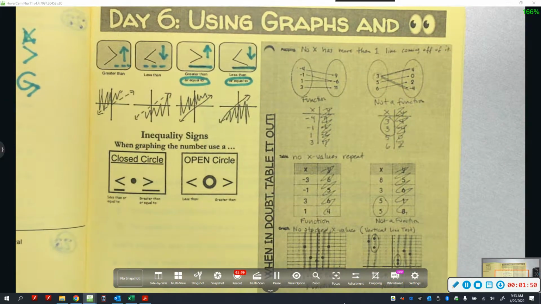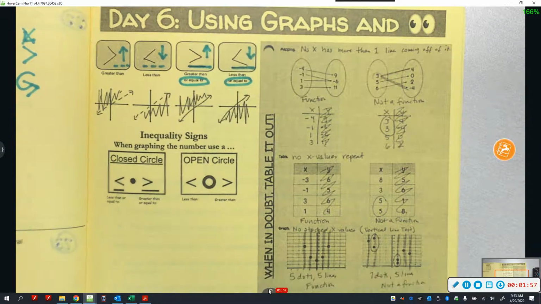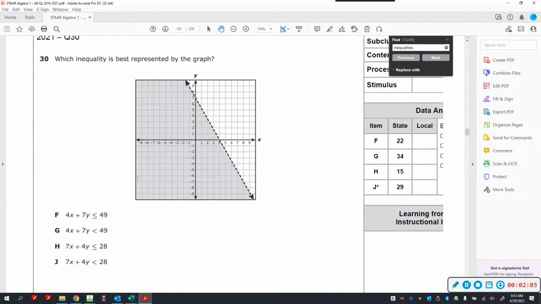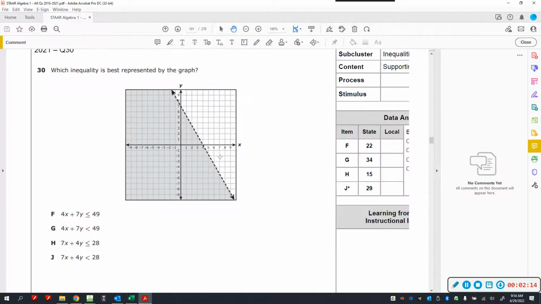That's going to help us because really most of the STAR questions that they ask you, that's what they care about. Do you know to shade above or below? So let me show you a couple of STAR questions so you can understand what I'm talking about. If you look at this one right here, FYI, it's very difficult to write on this, so don't judge me, or do, but do it quietly. It says, which inequality is best represented by this graph? This is a challenging question, I'm just going to be honest with you.